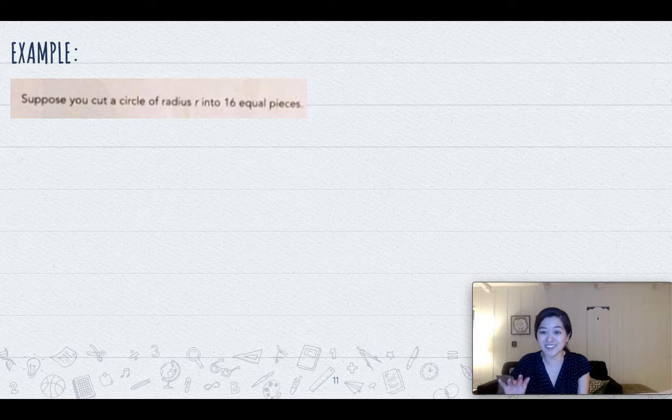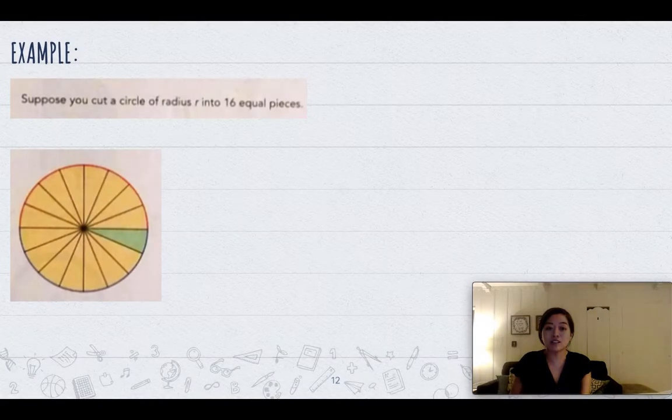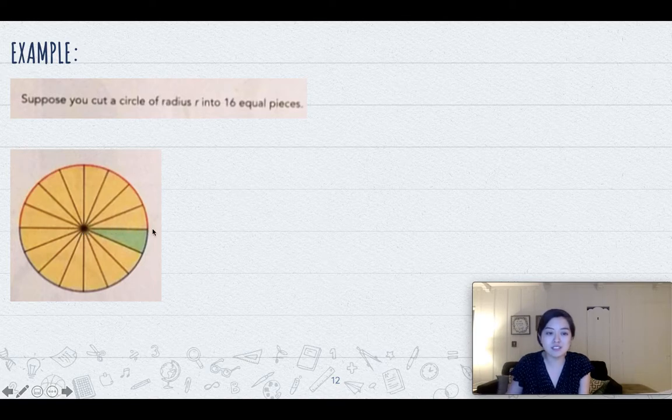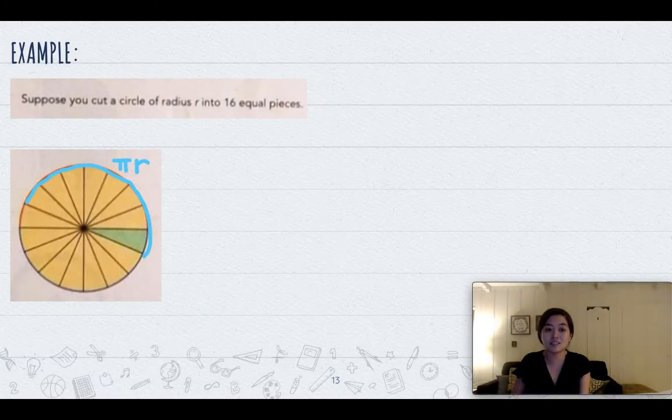Okay, you're with me, right? Okay, so now let's say we have a circle and we're going to cut it into 16 equal pieces, like this. All right, and so we have a center point here, and each side of these pieces represents r. Do you see that? Okay, and if you count it, there's 16 of them. 1, 2, 3, 4, 5, 6, 7, 8, 9, 10, 11, 12, 13, 14, 15, 16. Okay, so they're all equal pieces.